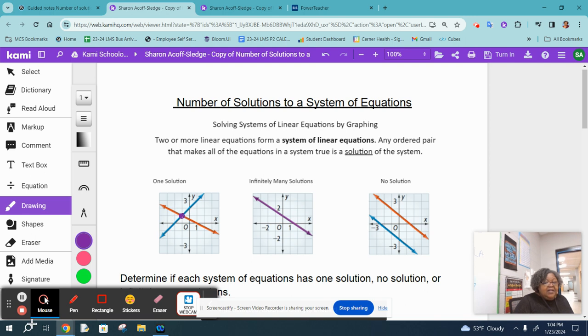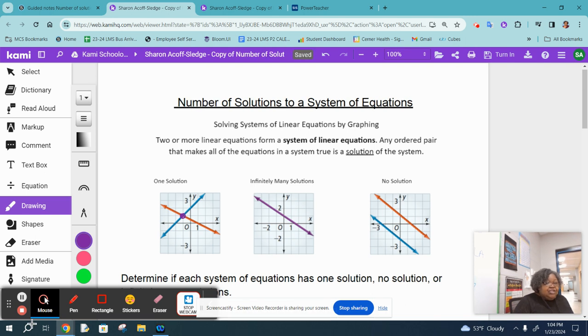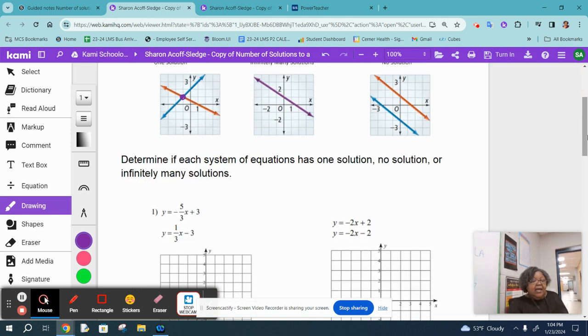Okay, now infinitely many solutions. This is actually two lines. One line is on top of another one. You've got the red and blue. That makes purple. This is no solution. That means your lines are parallel. We've gone over this briefly, but I wanted to spend a little bit more time on it today before we get to solving by substitution.